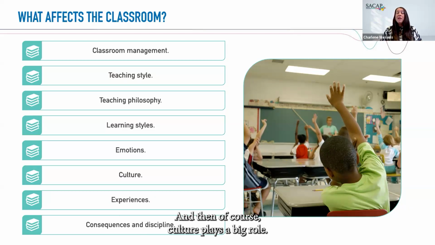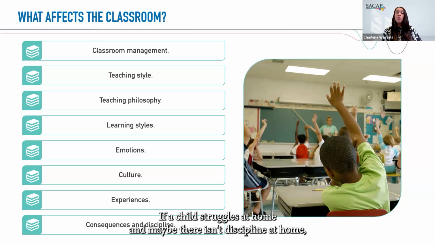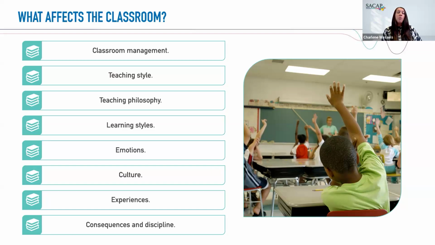And then, of course, culture plays a big role. All of us come from different cultures. All of us come from different backgrounds. All of those things affect the class as well as experiences we have. And then, of course, the consequences we have and the discipline that we show. If a child struggles at home and maybe there isn't discipline at home, you'll also need to take that into consideration when you are teaching. What kinds of consequences do you have?